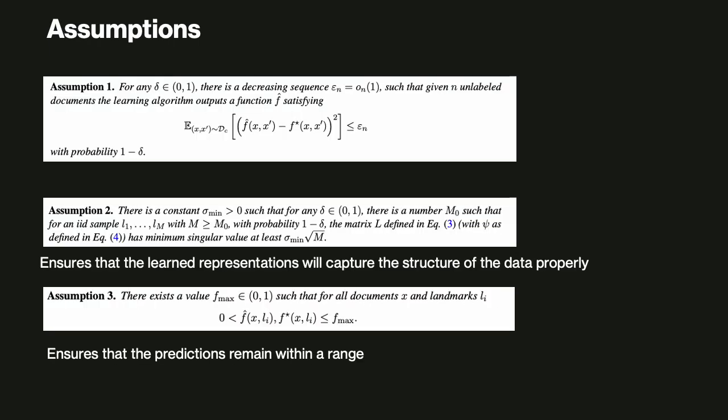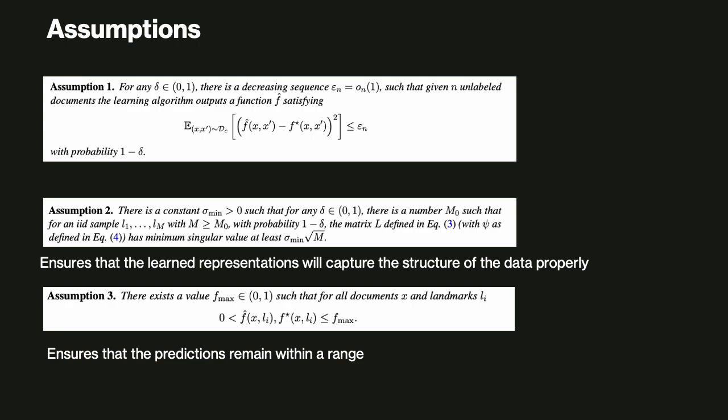So the authors give a set of 3 assumptions. The first assumption ensures that as we increase the number of the unlabeled documents, the error between the learned function f hat here and the optimal function f star will decrease with a probability of 1 minus delta. So this is basically guaranteeing us consistency, and the more data we have, the more accurate our learned function will be. And this follows the idea of PAC learnability and empirical risk minimization that we saw in our machine learning class.